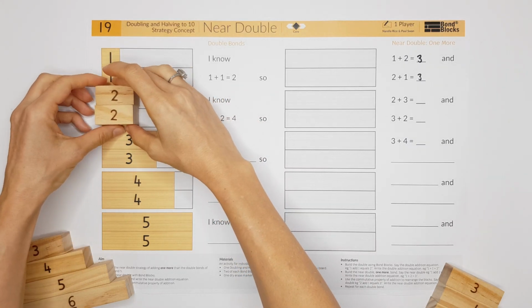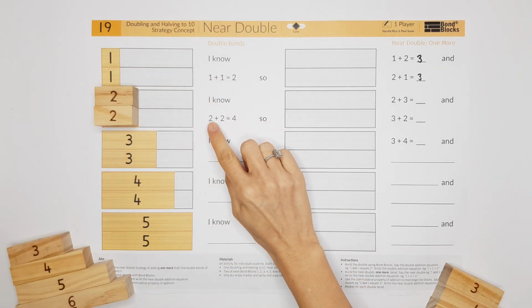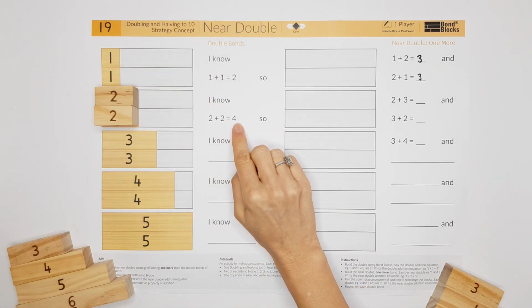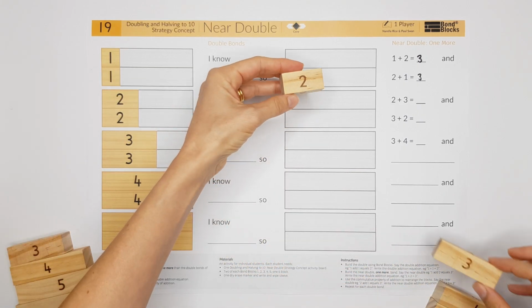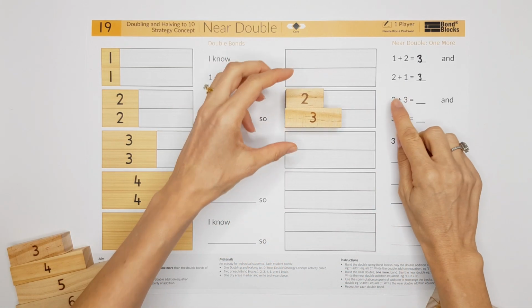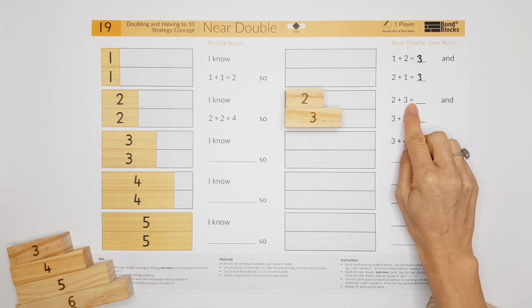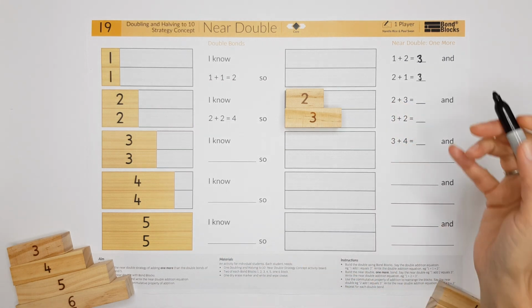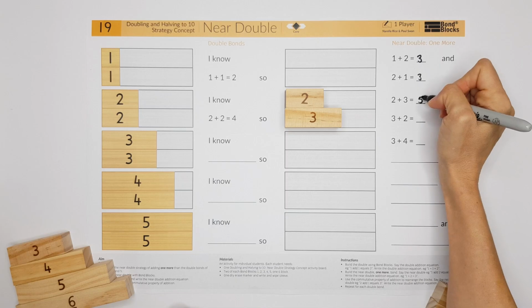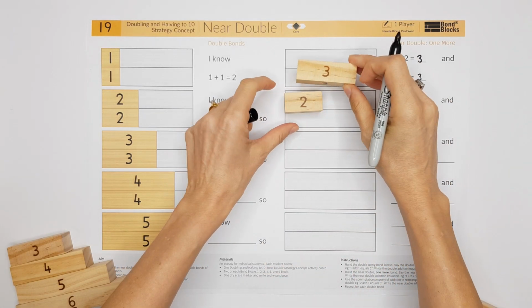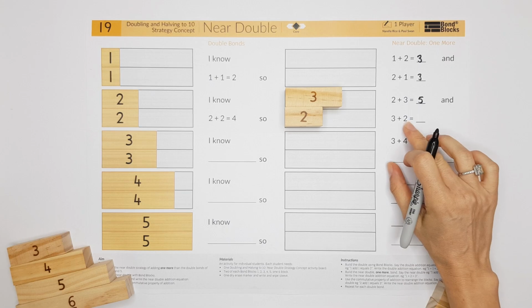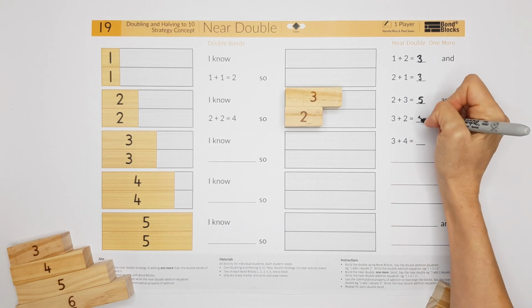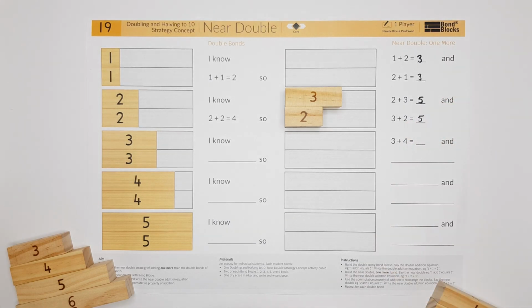Build the double. I know 2 add 2 equals 4. So one more than this, 2 add 3 would equal 5. I can change the position of my parts, and I would also know 3 add 2 equals 5. Moving on to my next double.